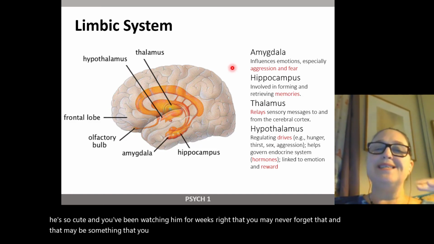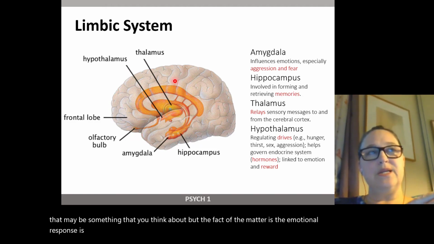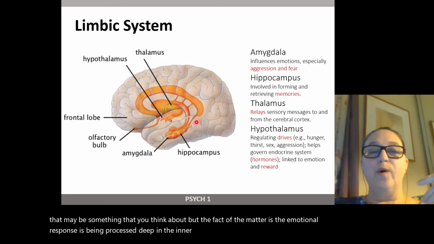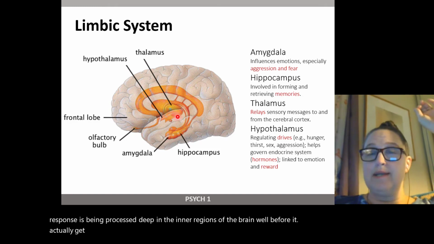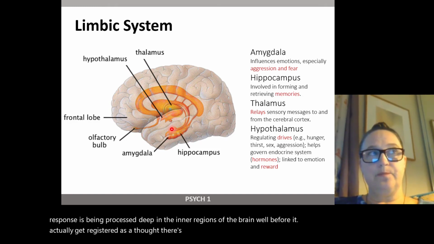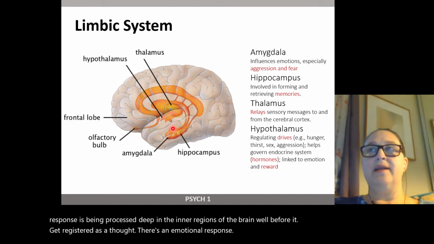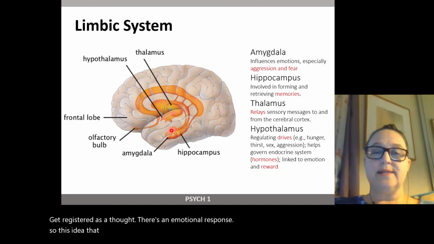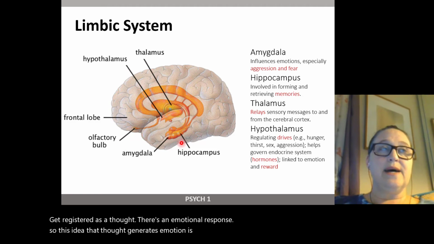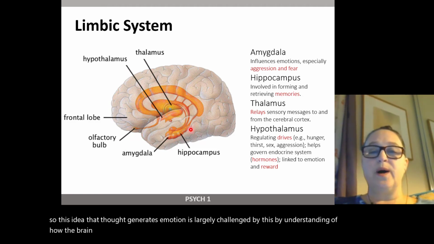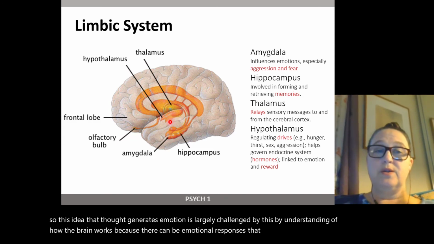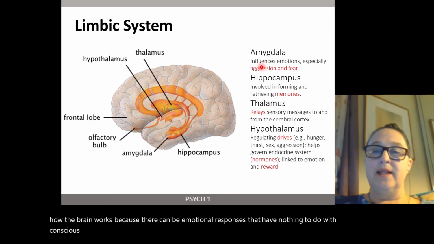But the fact of the matter is the emotional response is being processed deep in the inner regions of the brain well before it actually gets registered as a thought. There's an emotional response. So this idea that thought generates emotion is largely challenged by this understanding of how the brain works, because there can be emotional responses that have nothing to do with conscious thought. So the amygdala is largely, that's here, that's aggression and fear.